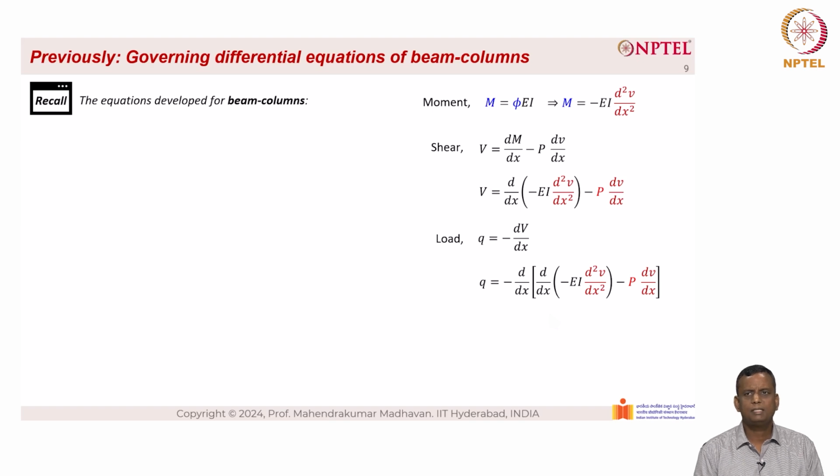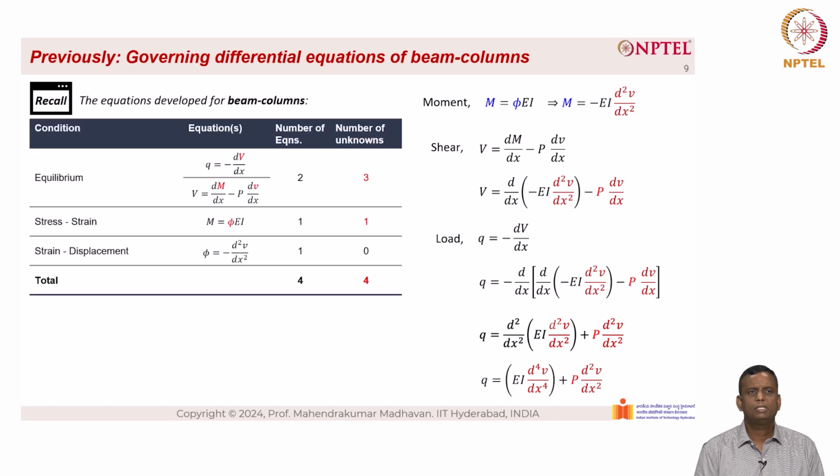q equal to minus d by dx of minus EI into d square v by dx square minus P into dv by dx. This again gives rise to q equal to d square by dx square into EI into d square v by dx square plus P into d square v by dx square, which again gives you q equal to EI d power 4 v by dx power 4 plus P into d square v by dx square. So this is represented as the equilibrium equations, two in number, and the number of unknowns are 3. The unknowns are given as V, M and small v, the displacement, which is highlighted in red color.